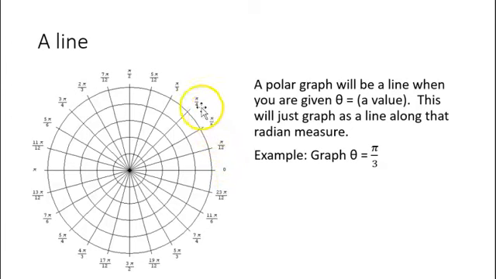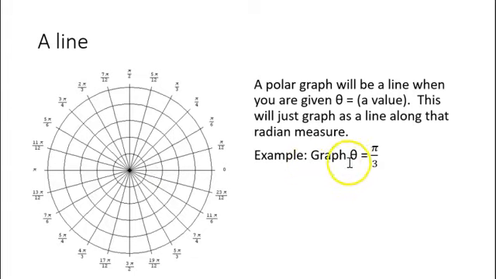Around the outside you have your radian measures. And then these circles represent the R values. So if R is 0, you would be here at the pole. And then this is R is 1, 2, 3, 4, or 5. And you can have decimal values for R in between these. And that's okay. You would just estimate where it is.